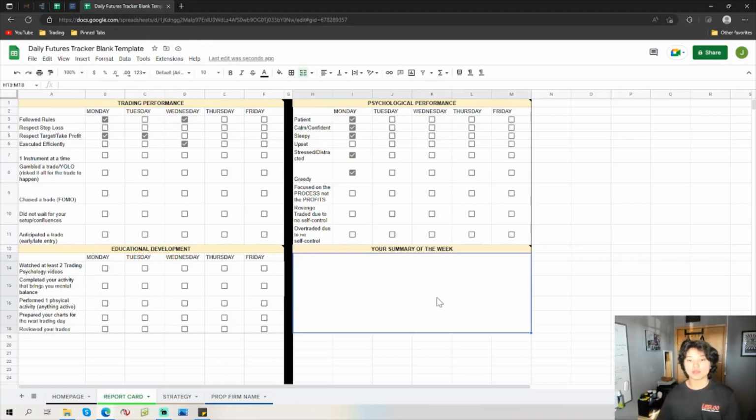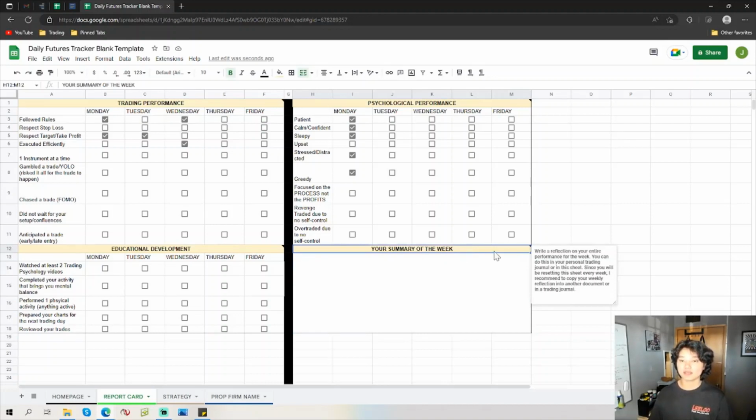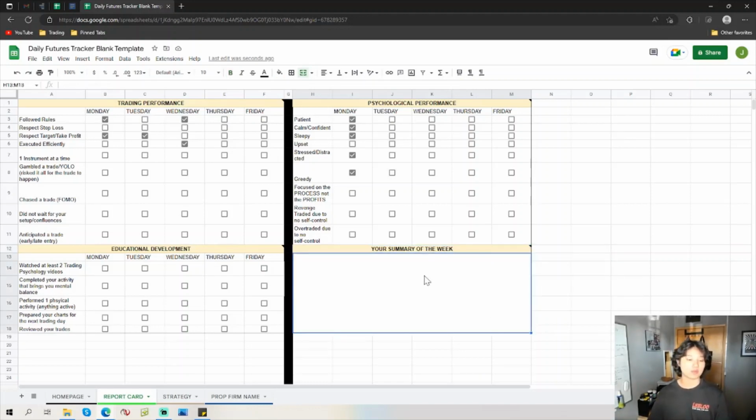And then I have on the bottom right the summary of the week. So you don't have to write in here if you have a trading journal. I would recommend actually to write in your trading journal just because every week you do update this. So I have in my little note, and I'll read it here for you: write a reflection on your entire performance for the week, and that's including trading, psychological, and outside of trading. You can do this in your personal trading journal or in this sheet, but since you will be resetting this sheet every week, I would recommend to copy this over to your trading journal or another document. So yeah, just something to keep in mind.